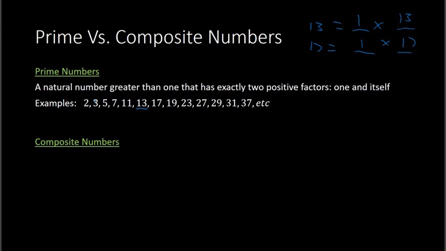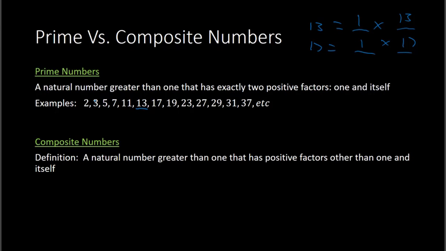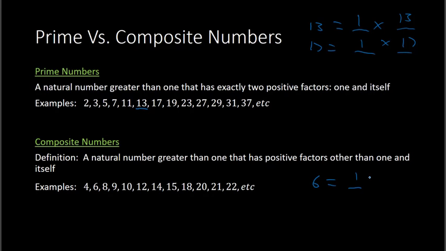Composite numbers are numbers that are not prime. So for example, 4, 6, 8, 9, 10, 12, 14, etc. Taking 6 for example, you could have 1 times 6, just like the prime numbers. But in addition to that, you could also have 2 times 3. So because we have something other than 1 times itself, we also have the 2 times 3, that gives me 6. These numbers are called composite.